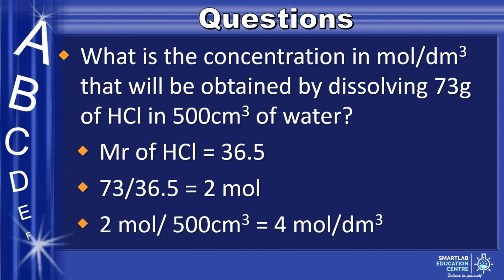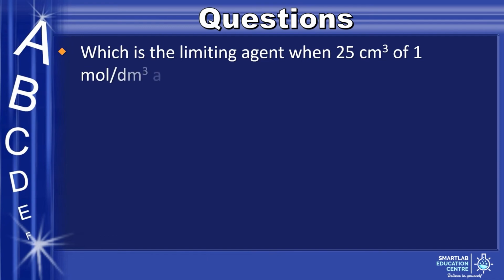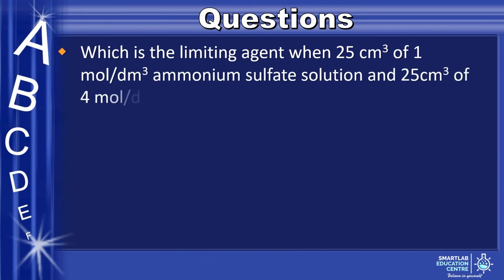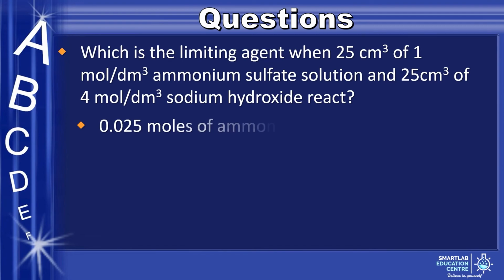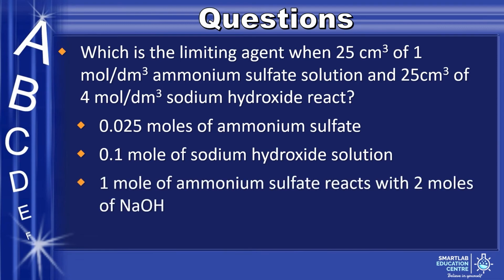The final question we will look at is which is the limiting agent when 25 centimeters cube of 1 mole per dm cube of ammonium sulfate and 25 centimeters cube of 4 moles per dm cube of sodium hydroxide react. Doing the calculations, there will be 0.025 moles of ammonium sulfate and 0.1 mole of sodium hydroxide, and given that 1 mole of ammonium sulfate reacts with 2 moles of sodium hydroxide, the limiting agent will hence be ammonium sulfate.